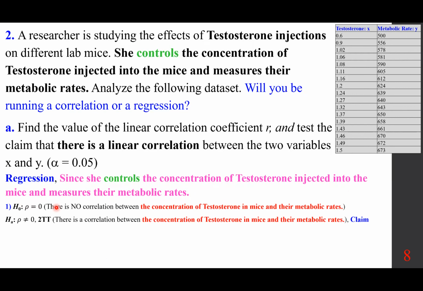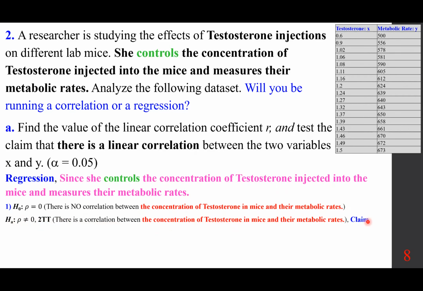H0, rho equals 0. There is no correlation between the concentration of testosterone in mice and their metabolic rates. Rho is not equal to 0, which makes it a two-tailed test. This is HA or H1. HA means alternative. A stands for alternative, depending on the text. There is a correlation between the concentration of testosterone in mice and their metabolic rates. And this is the claim.